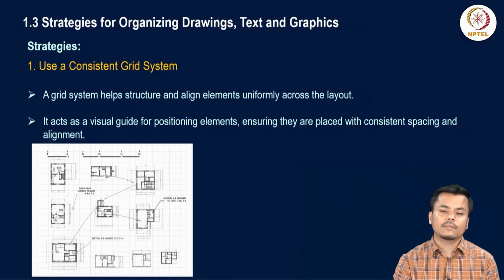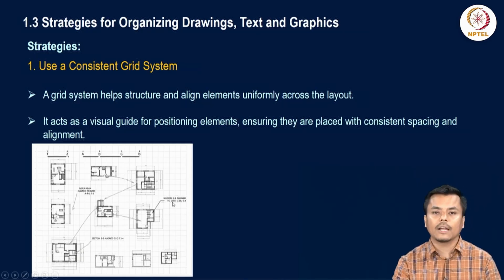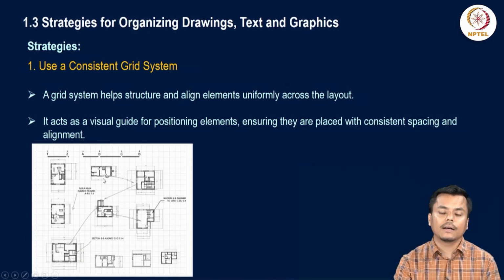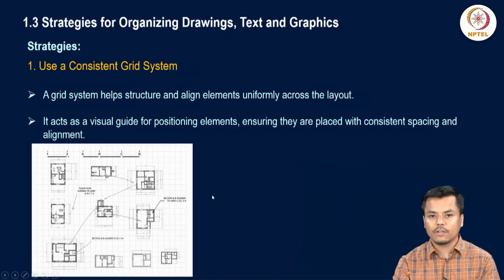So the first was, as discussed in the previous slide, using a consistent grid system. So a grid system helps structure and align elements uniformly across the sheet. So if you have a grid that you follow consciously or subconsciously, you can align your drawings in that way. So it will visually guide the different elements that one has to look into the sheet one after the other.